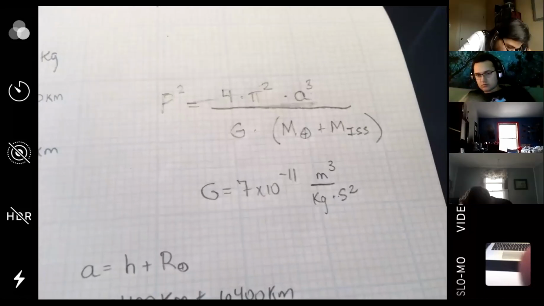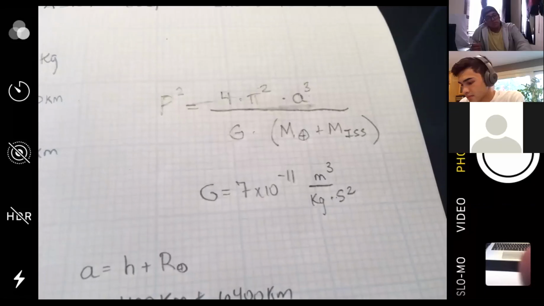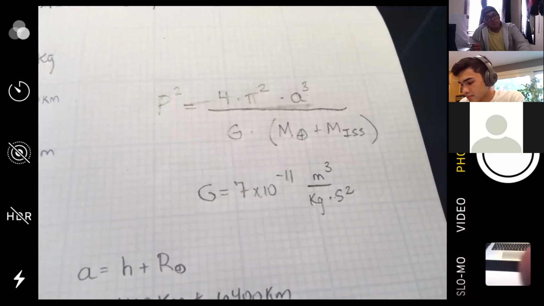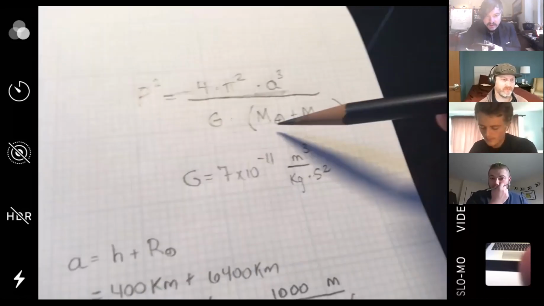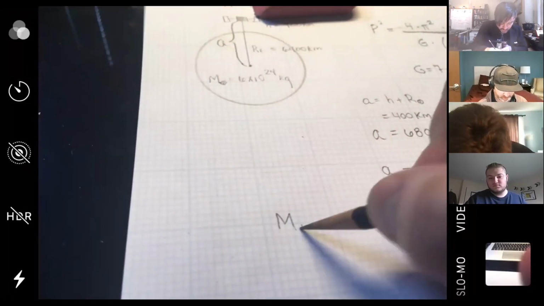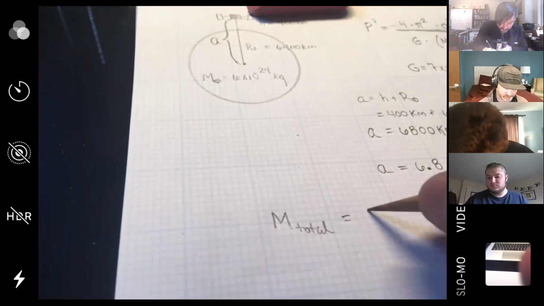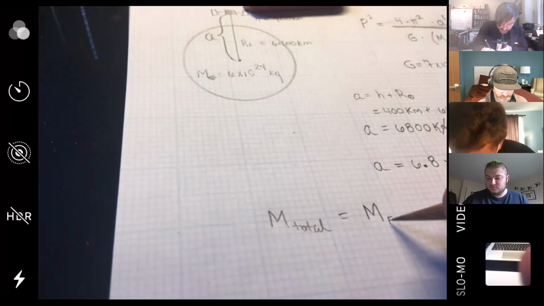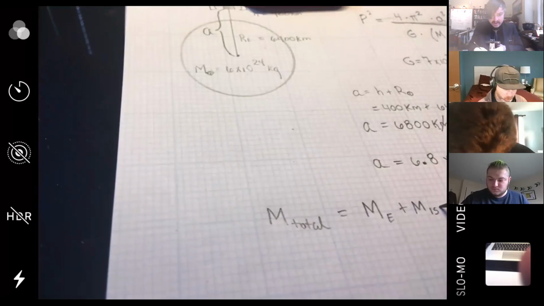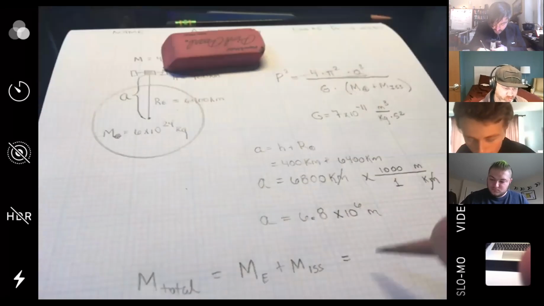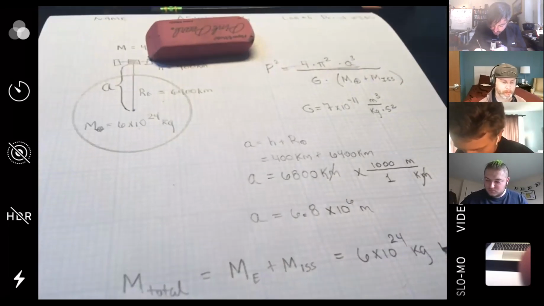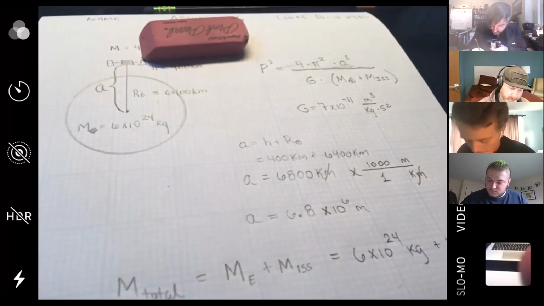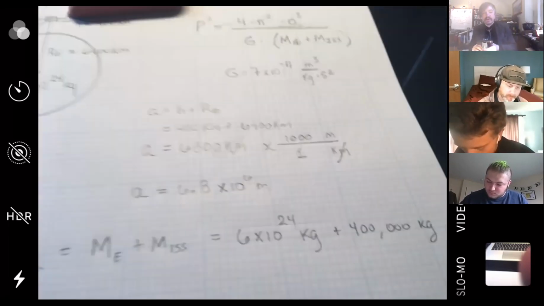Let's talk to Jake here. Jake, we're going to need your help. We're going to need to focus on this for a second. I want to calculate the total mass of the system. The total mass of the system is the mass of the Earth plus the mass of the ISS: 6 times 10 to the 24 kilograms plus 400,000 kilograms. Can you add those two up with your calculator, Jake?